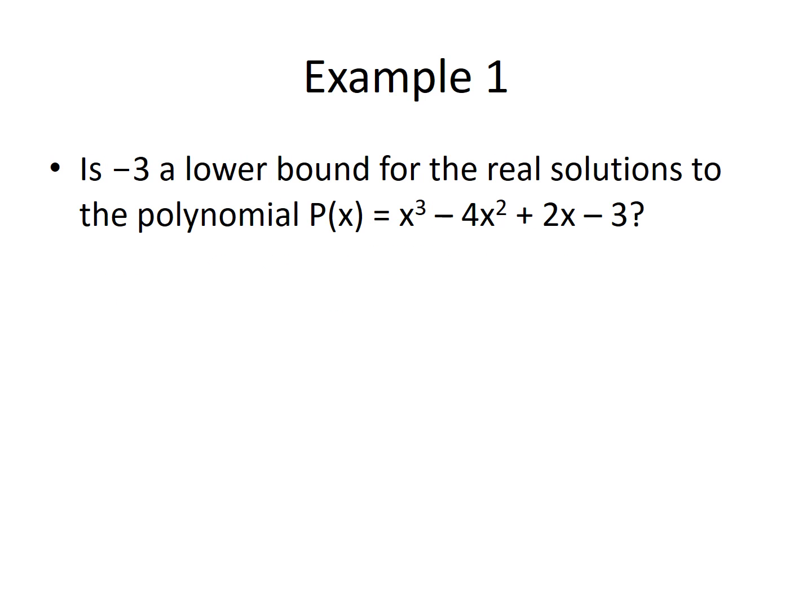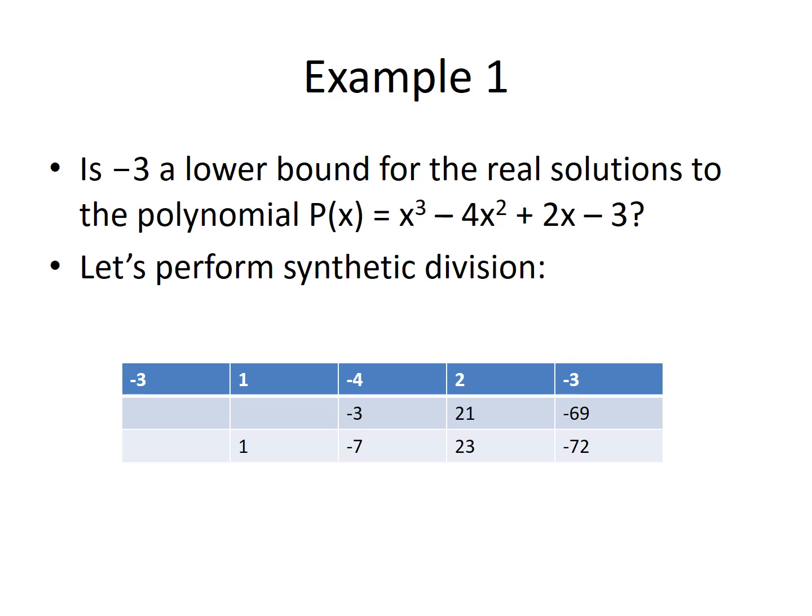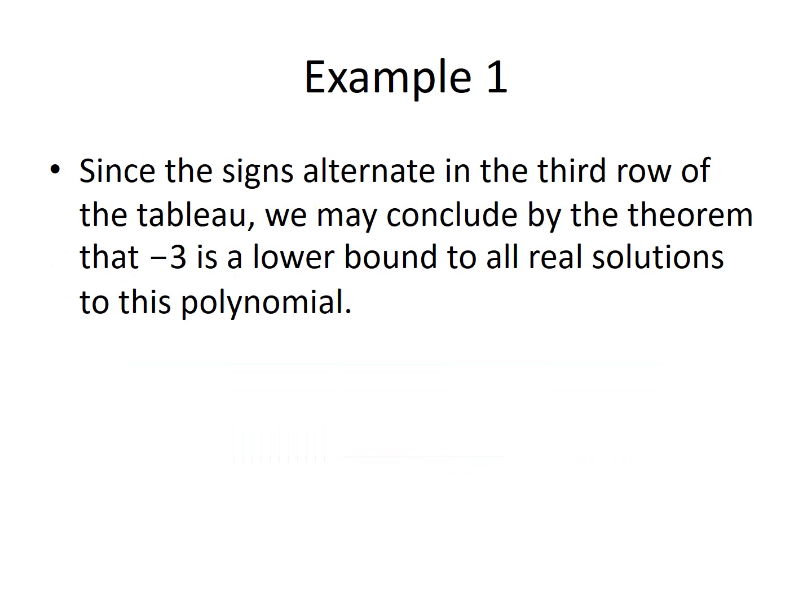Continuing with this polynomial, we're going to ask, is negative 3 a lower bound for the real solutions to the polynomial x cubed minus 4x squared plus 2x minus 3? If we perform synthetic division, we see the synthetic division table here, and our bottom row there has alternating signs, starting with positive, then negative, then positive, then negative, and this satisfies the conditions of the theorem.